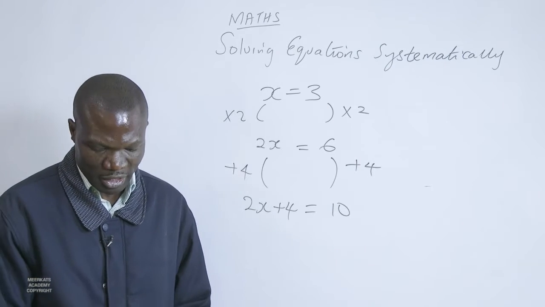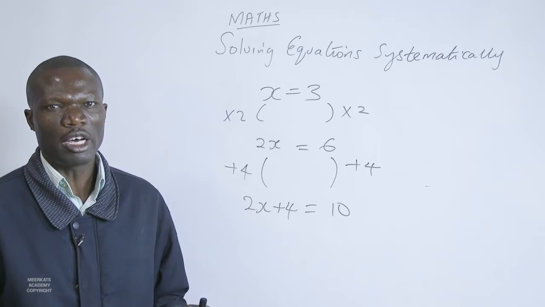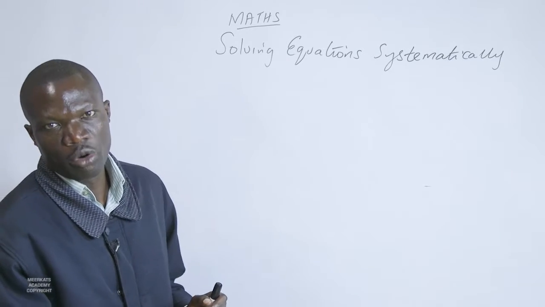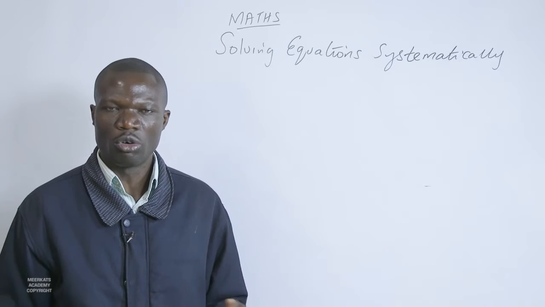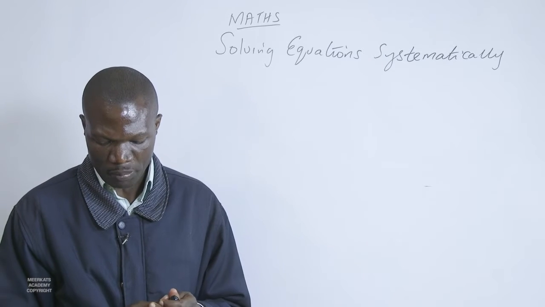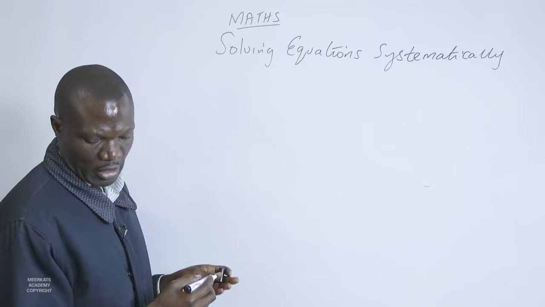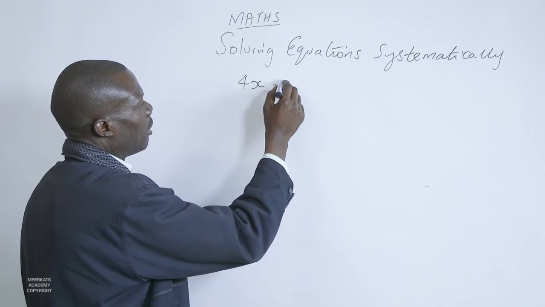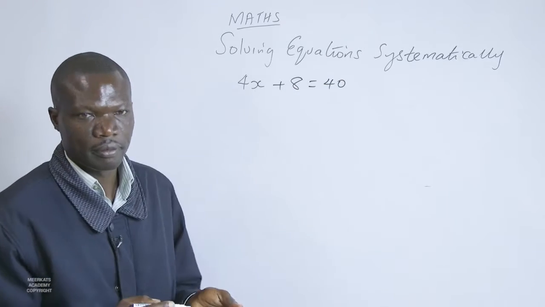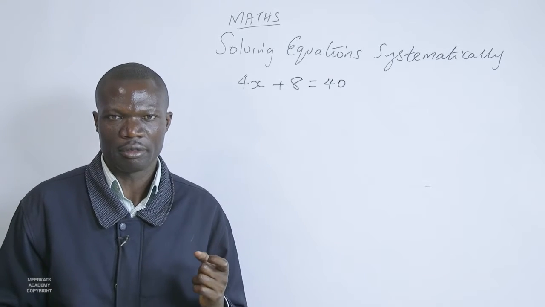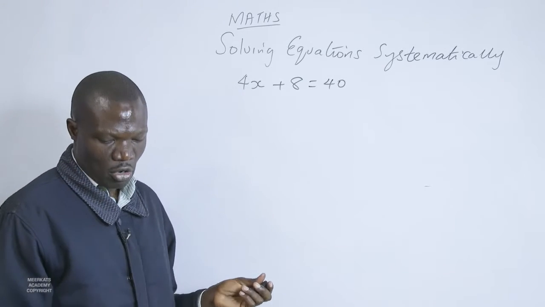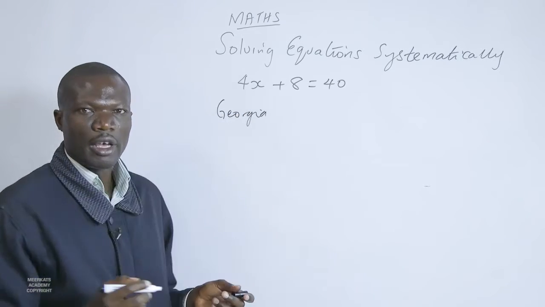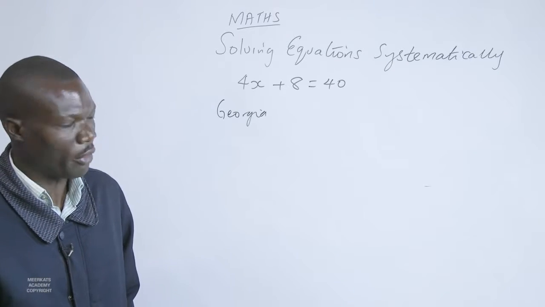Now, let us look at a situation where we have 3 students who attempted to solve a problem, and each used their respective methods, but 2 of them were wrong. One gave us the right approach. The question is 4x plus 8 is equal to 40. That is what we have. Now, we have 3 students. One is called Georgia. In his approach, he did the following.